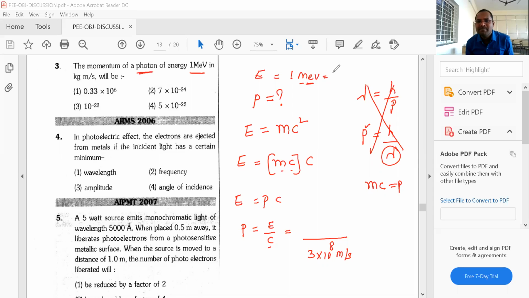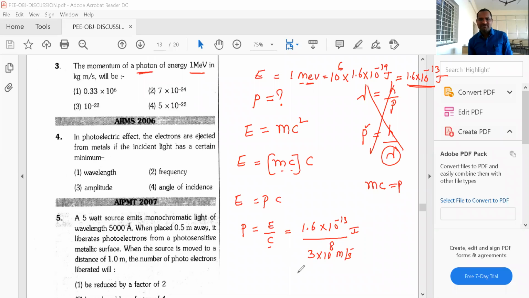1 mega means how much? Kilo means 3, mega means 6, so 10 to the power of 6, into electron volt, which is 1.6 into 10 to the power of minus 19 joules. It becomes 1.6 into 10 to the power of minus 19 plus 6, which is minus 13 joules. This is energy, this is SI unit. Okay, we can cancel them.